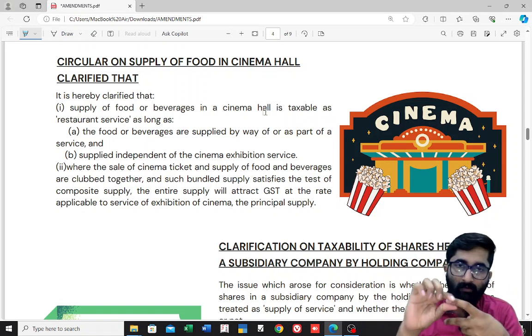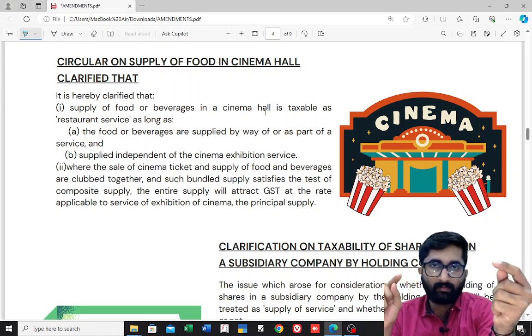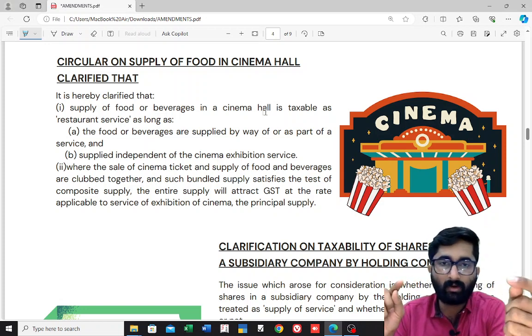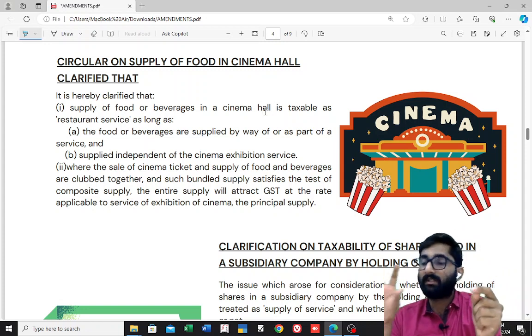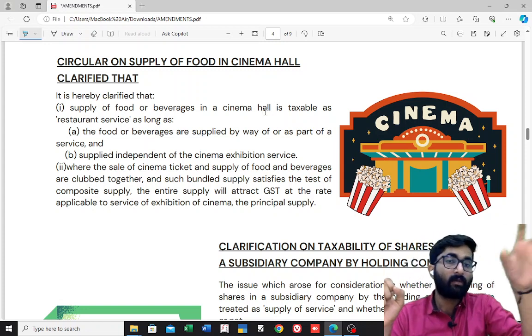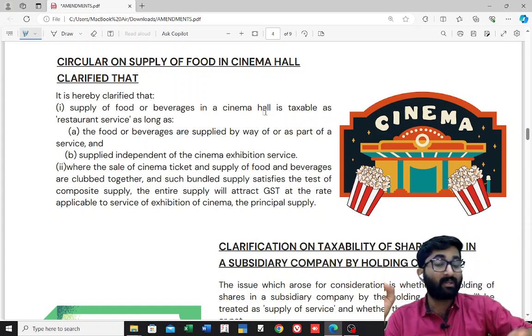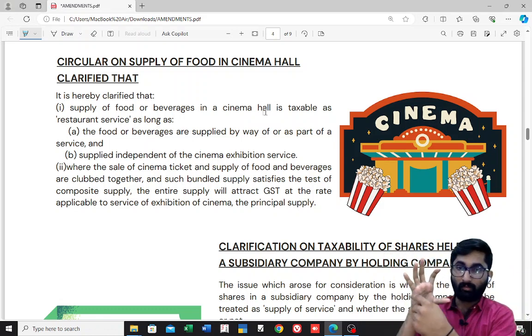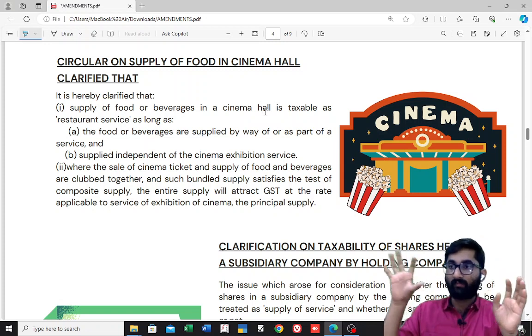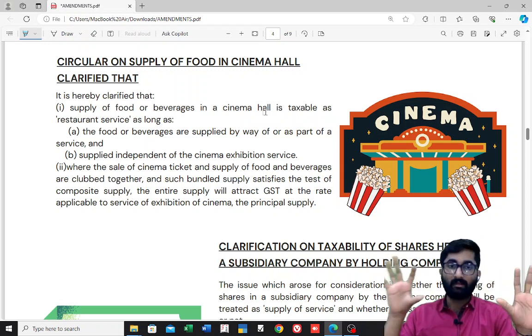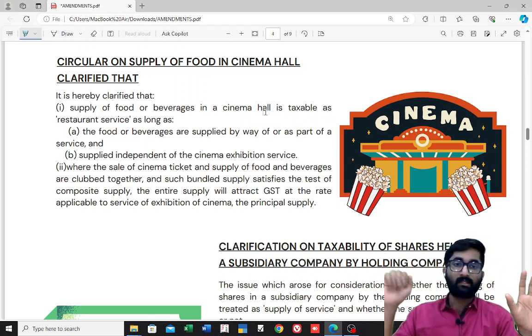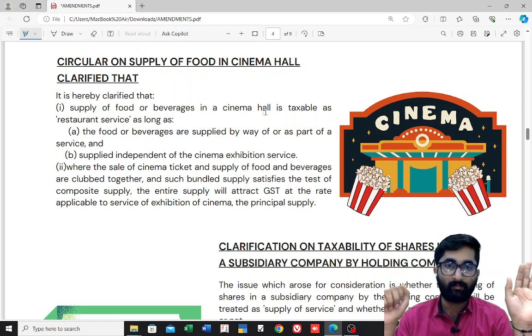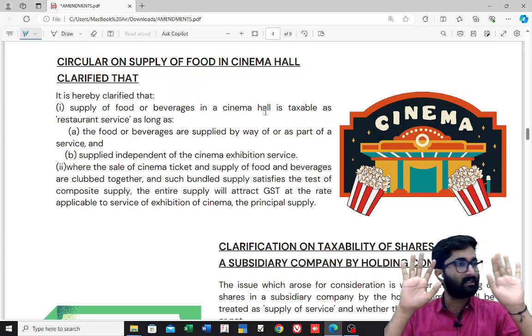Case number 1, where you go to the cinema hall and purchase the ticket separately. In the interval you come outside and purchase popcorn separately. The ticket will not include popcorn or any food item. So the ticket is a separate supply, and popcorn, samosa or anything else is a separate supply.